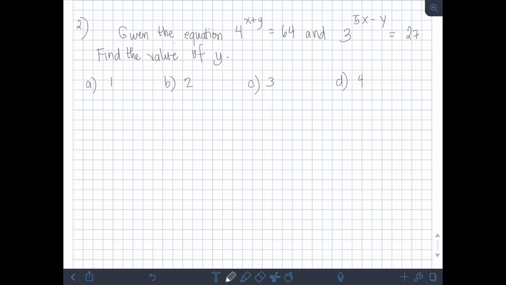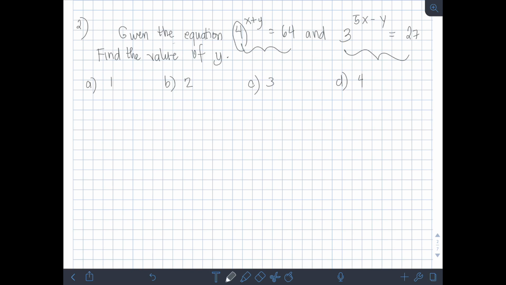Okay? Next, we have given the equation 4 raised to x plus y equals 64 and 3 raised to 5x minus y equals 27. Okay, so, base dito sa exponential equation, bubuo tayo ng simultaneous equation. So, dito muna tayo sa first equation. So, para magkaroon tayo ng equation dito, itong left side na may base 4, dapat itong right side maging kapareho niya yung base na 4.